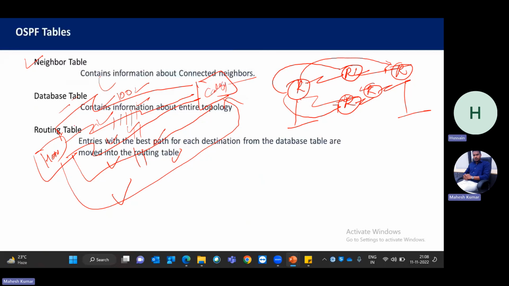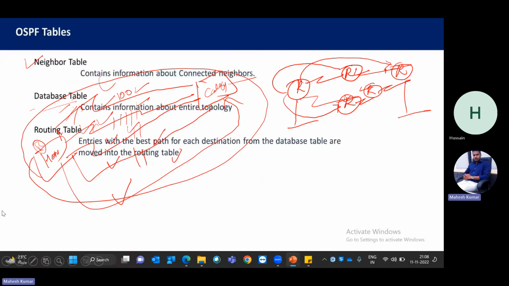In the same way, in the database table every router contains information about the entire topology. But it will choose only the best path to reach the destination. When the best path is down, it will choose the second best one. That is about the database topology. In its memory, it keeps all the available paths.